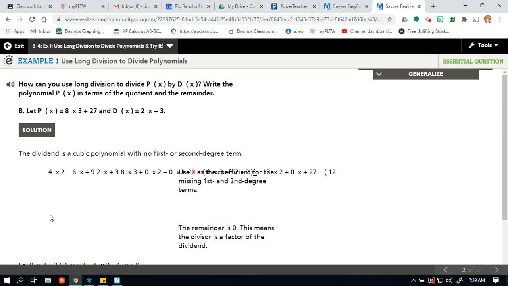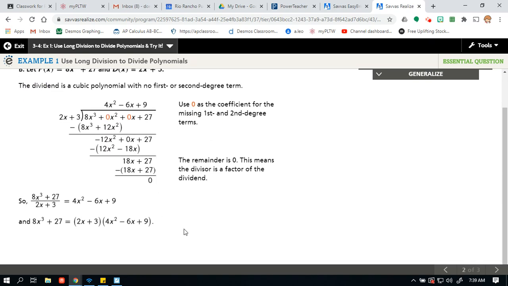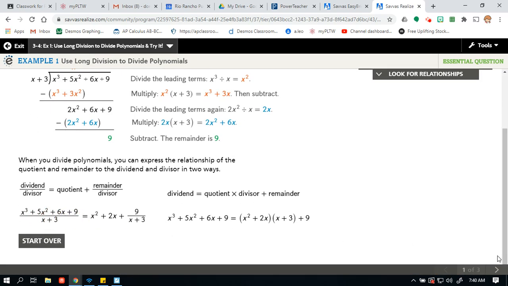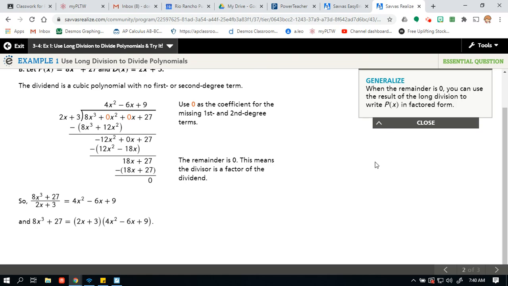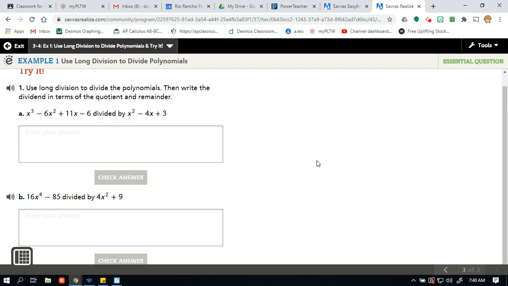All right, so let's go to the second part of this. Look at their solutions, and there you go. They wrote it as the Q of x times D of x. Notice the difference between the two of these. This one is actually having the divisor there. Here we have the divisor here. So when you write it fully out, make sure you include the divisor if you're using the first method. The second method basically multiplies that divisor over. All right, so to generalize, when the remainder is 0, you can use the result of the long division to write P of x in factored form. All right, guys, so you do have some try it, so try this out. Make sure you follow the long division algorithm, and I will see you in the next video.